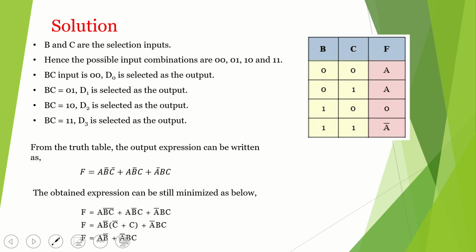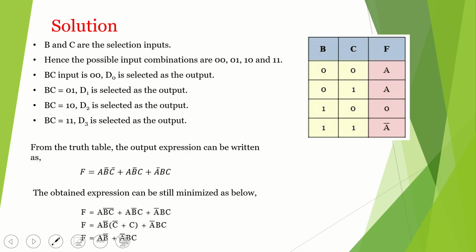So let's do the expression. For D0 the value is 0. For B it is 0, so the expression must be B bar. C is also 0, so the expression must be C bar. So the F is A, so that is taken directly. So F is a function of A B bar, that is here it is 0, that is why here it is B bar. Here it is 0, that is why here it is mentioned as C bar. So both the combinations are same.